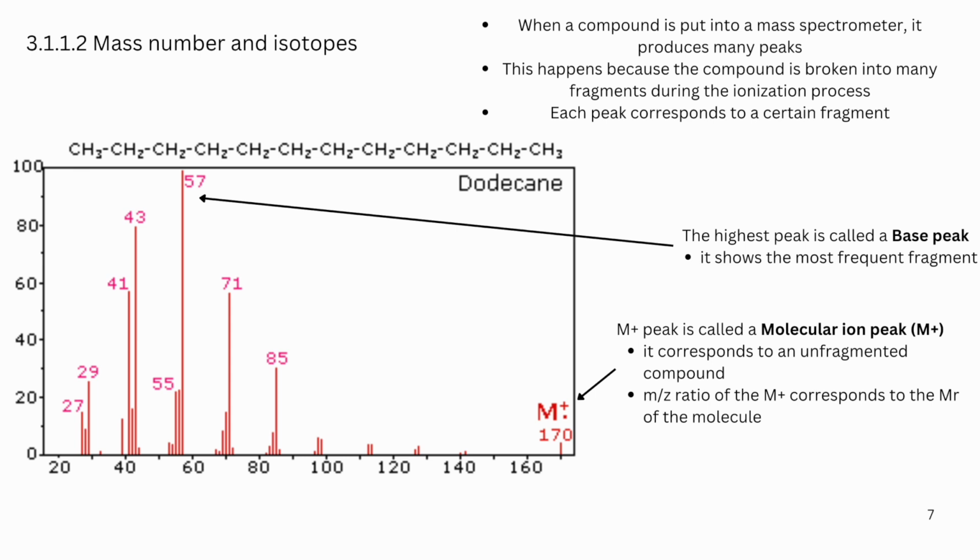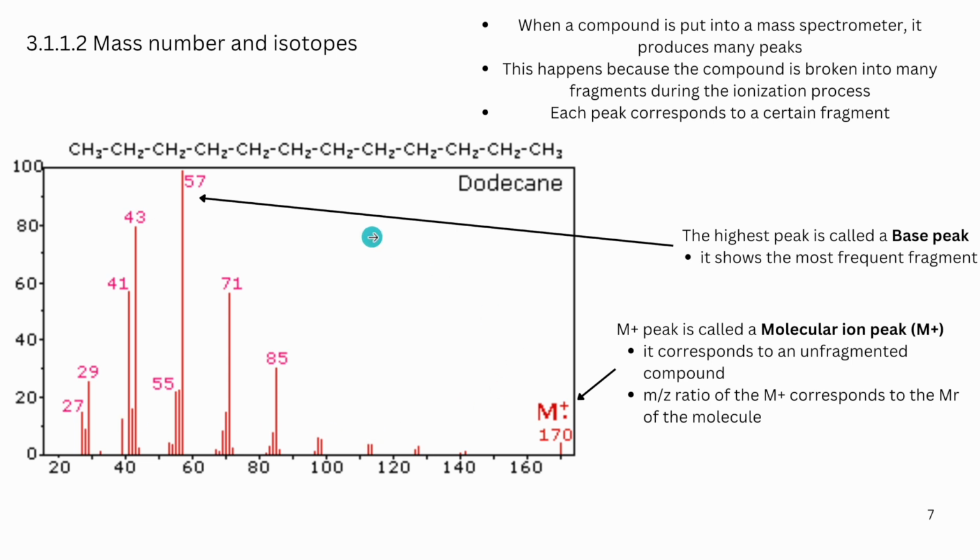Here's an example of a more complicated mass spectra. This is a mass spectra of a molecule dodecane, which is a long-chain alkane molecule. And so, as you can see, when put into a mass spectrometer, dodecane produces lots of different peaks with different mass numbers.